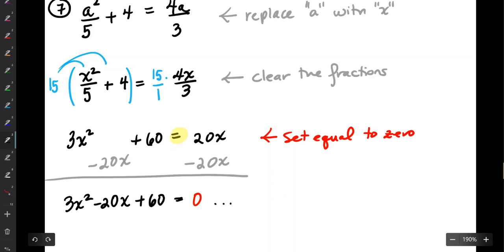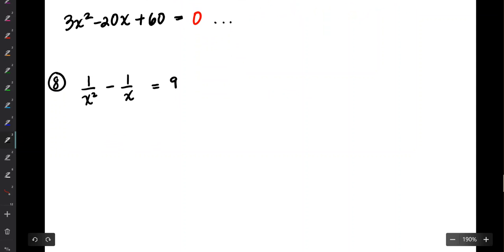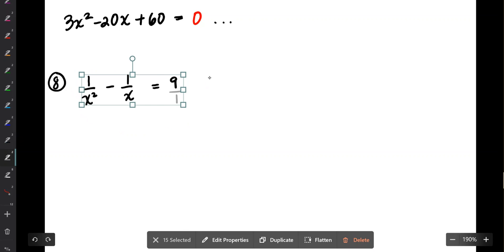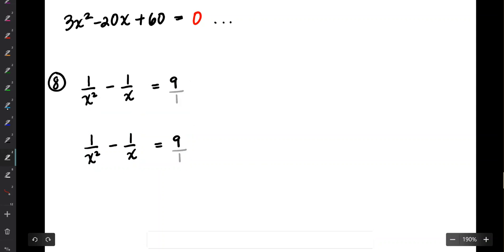Okay, so now let's go ahead and set up 8. All right, so you are finishing 7 on your own. We're just setting it up. Now we're going to set up 8 as well. We're going to approach this the same way. We're going to clear these fractions. If you want, 9 is 9 over 1. If I multiply both sides of this equation by x squared, I'll clear my fractions.